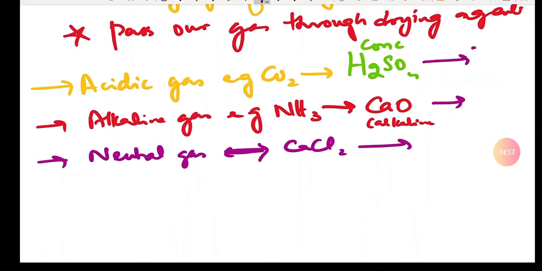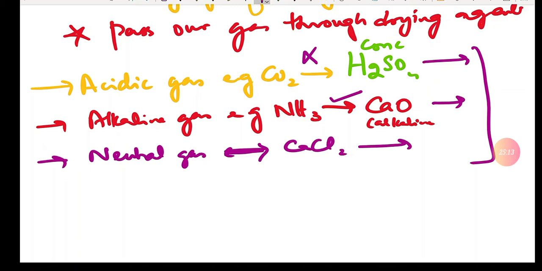It is because if you use a drying agent of the opposite nature, they will react and you won't be able to collect any gas. But if you use a drying agent of the same nature, then you would be able to collect the gas and there will be no reaction taking place.